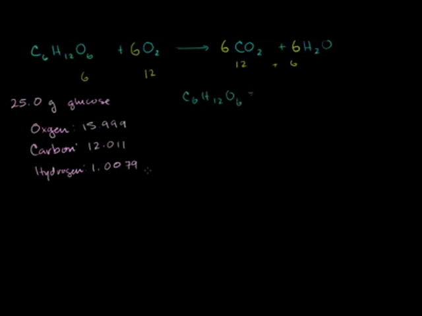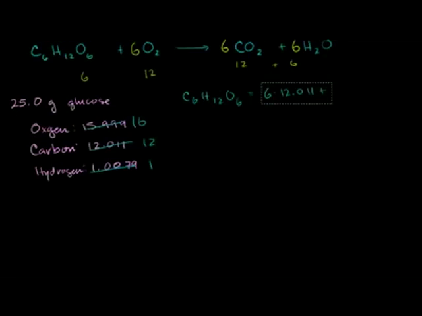So the atomic weight of glucose, C6H12O6, is going to be equal to 12.011 times 6, plus 12 times hydrogen. Just to keep things simple, let me make this 16, let me make this 12, and let me make this 1. That's going to make our math a lot easier.